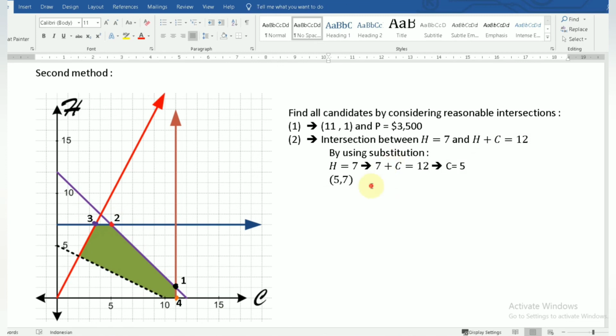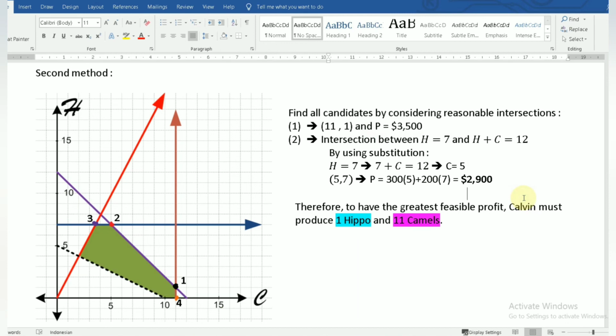Let's just put this into the profit equation. So the profit equation is 300 times 5, the total camels, and 7 times 200. The profit is 2,900. It is less than 3,500. So this is not the answer. And since we don't consider the other intersections, number 4 and 3, we can conclude that this is our answer since it gives us the highest profit. So that is the second method.